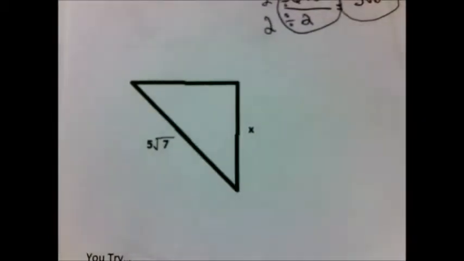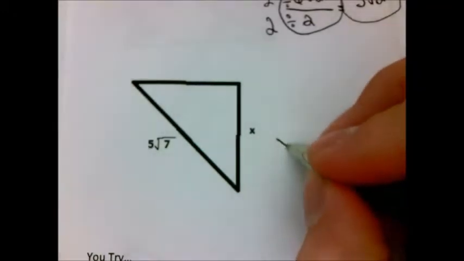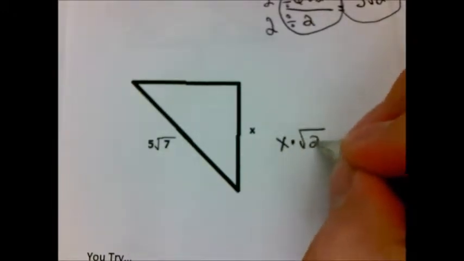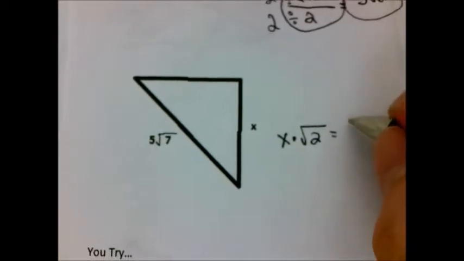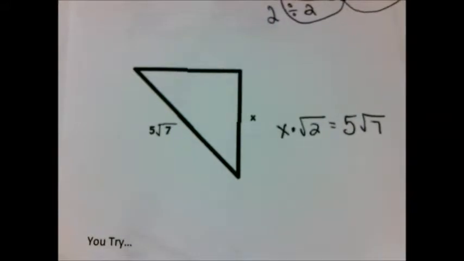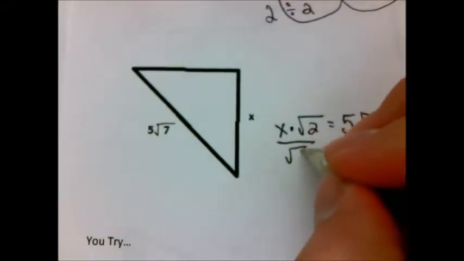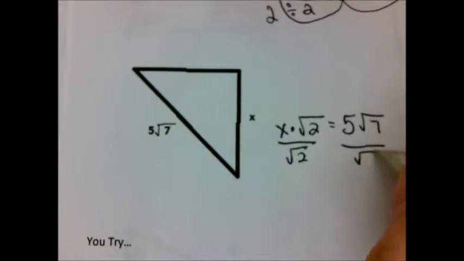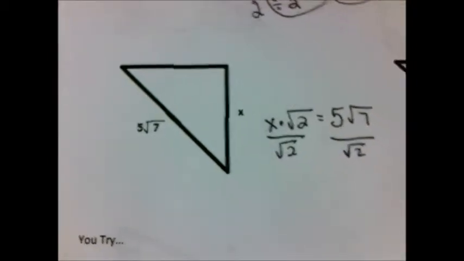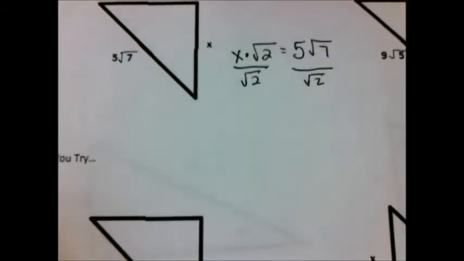Okay, we have 5 square root of 7 and x. We use the same idea, just a little bit more complicated. So we're still going to take x, we're going to multiply by the square root of 2. We're going to set it equal to 5 square root 7. We're going to divide by the square root of 2. Okay, and we're going to solve for this.